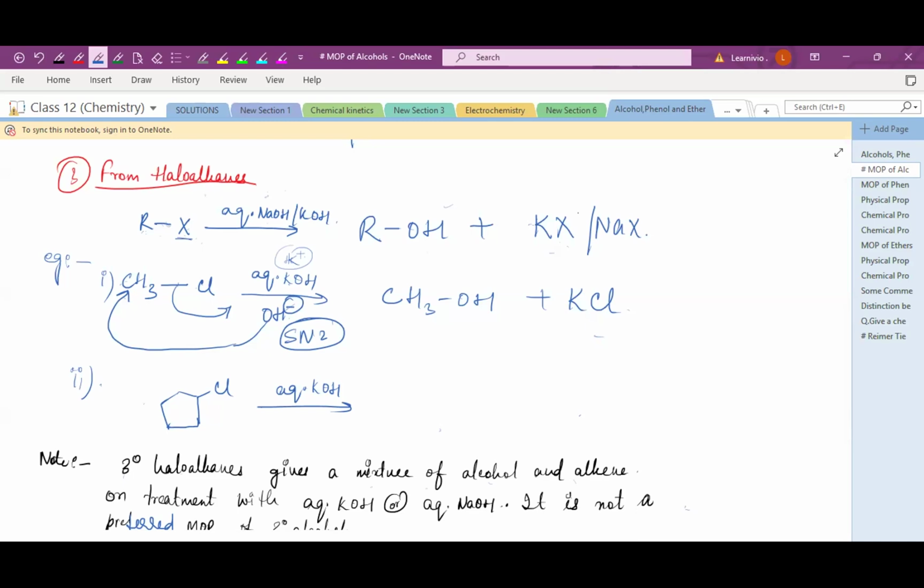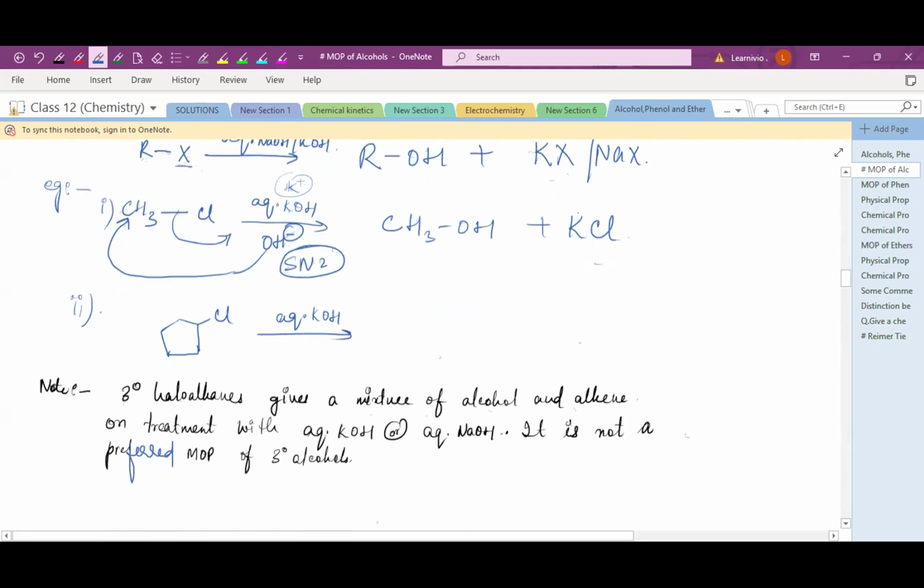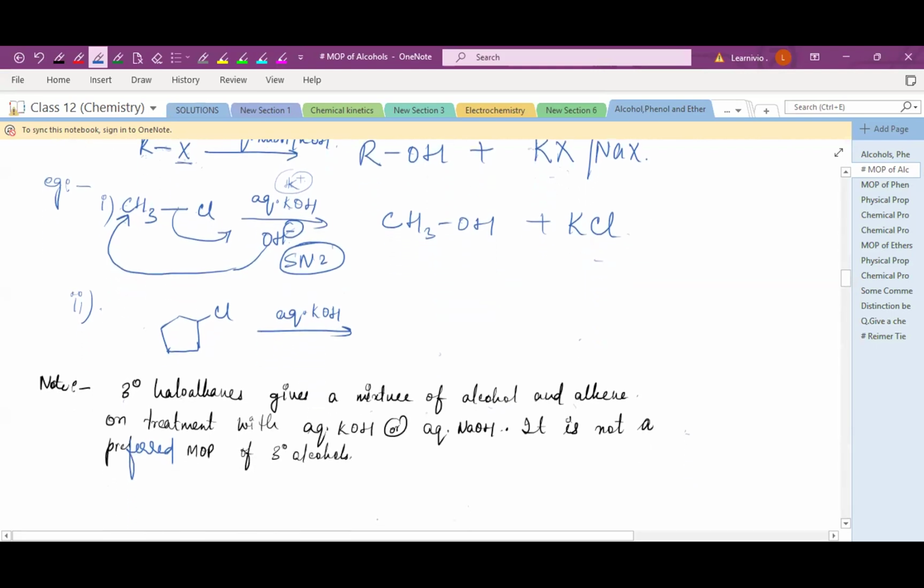The mechanism is very simple. Again, a one-step mechanism will be there. The nucleophile attacks the carbon and the leaving group leaves, and you will get an alcohol plus KCl, the salt. Okay, second question, cyclo.